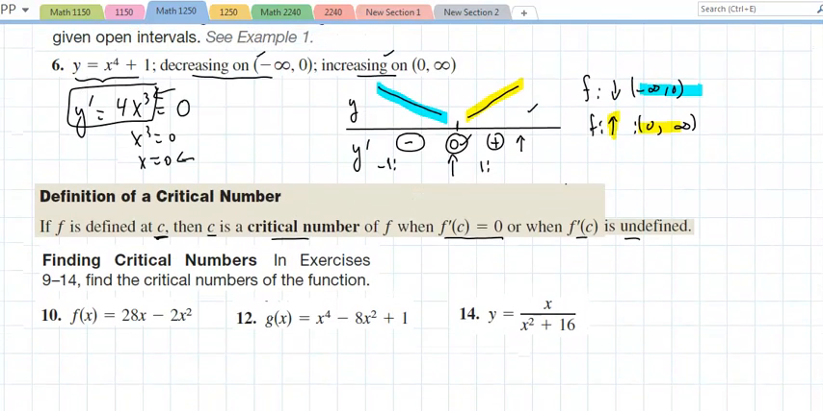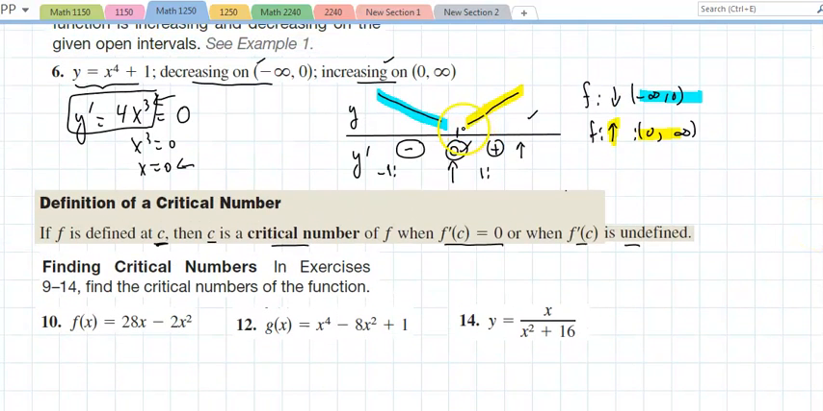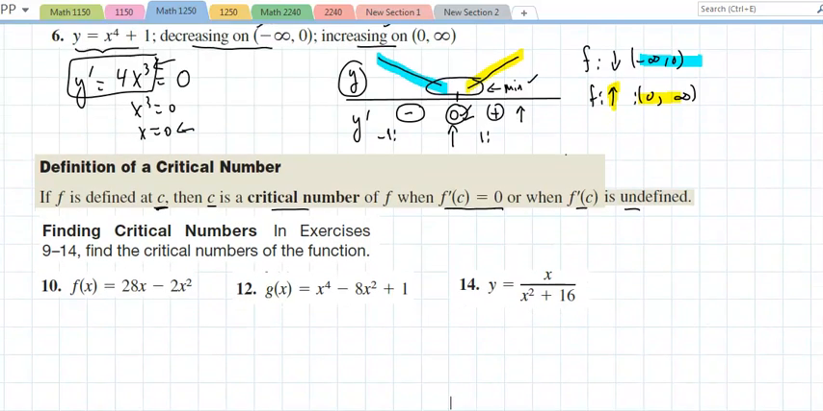Now, I'm moving way ahead. If I told you this point, if I was coming down and going up, is that a maximum or a minimum? Again, this is extra. Do you notice this is a minimum? y has a minimum at x equals 0. And that's very important because I'm trying to minimize cost and maximize profit or revenue.